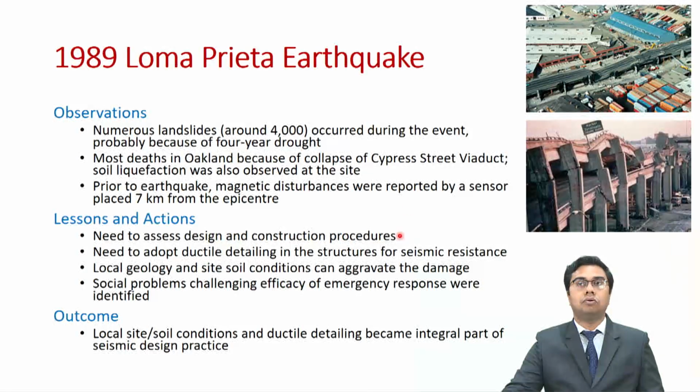This is coming from the collapse of Cypress Street viaduct. We also need to adopt ductile detailing in the structure for seismic resistance. Another thing which we learn from the observations including landslides and soil liquefaction is that the local geology and site soil conditions can aggravate the damage. And further on, we also find that social problems challenging efficacy of emergency response were identified.